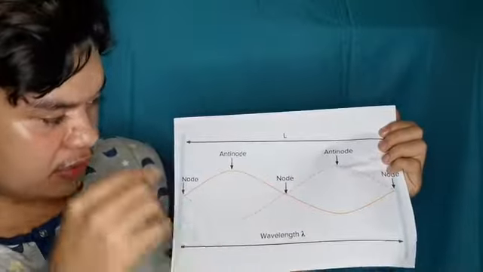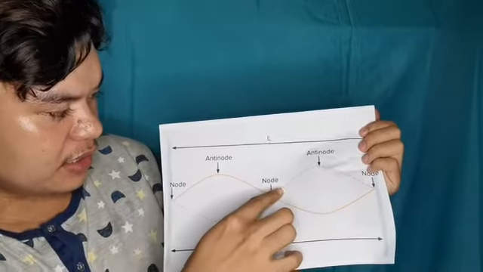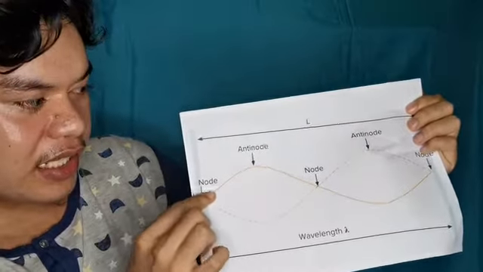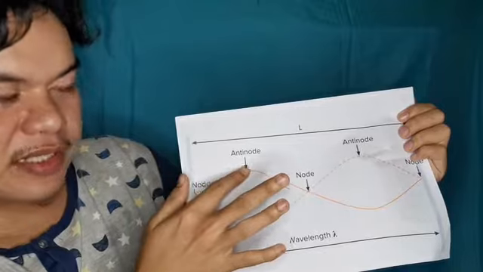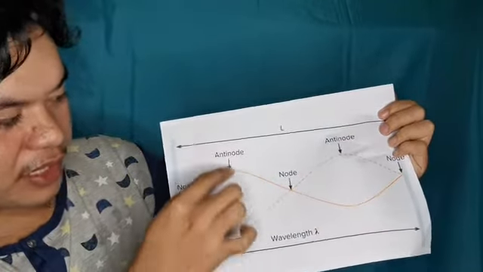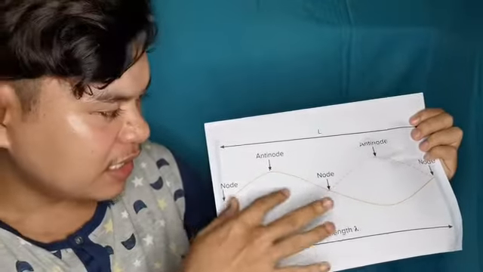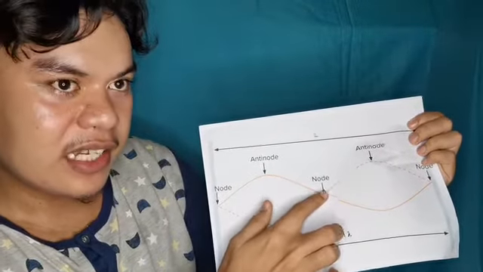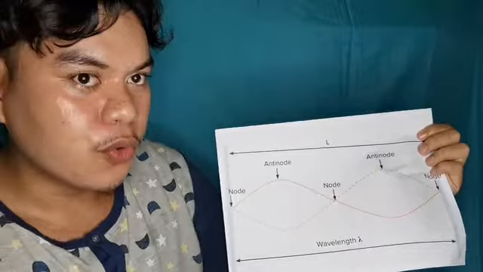In our wave, the middle part of the wave is our node, and the upper part of our wave is our antinode. This is where the wave moves freely, and this is the area where our wave cannot move. Okay? And if you understand what standing waves and sound waves are, let us do a little experiment.